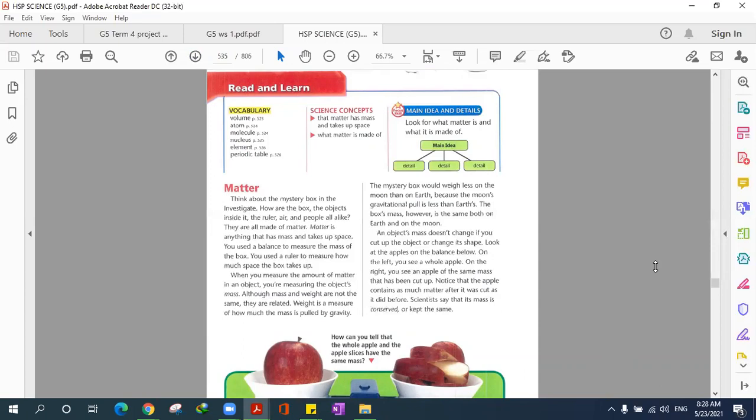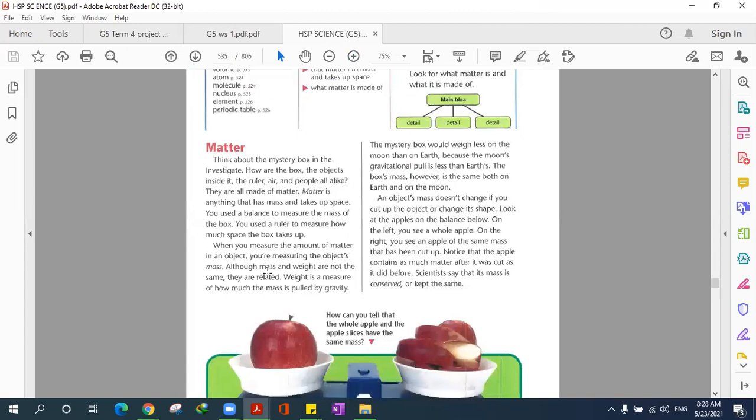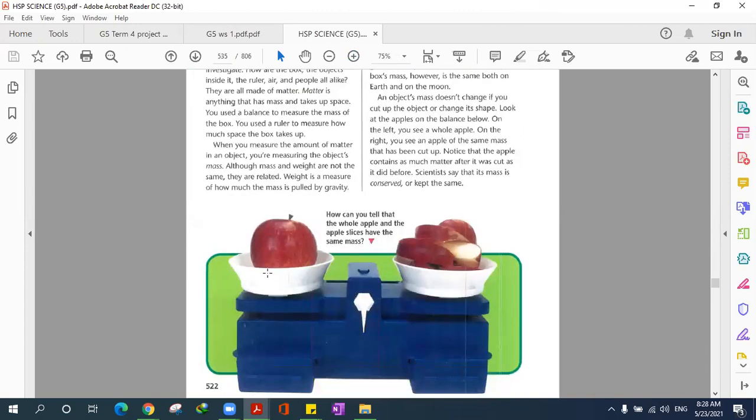I said every matter is everything that has mass and volume. Yes, has mass and volume. Well done. Thank you so much. So we can say it's everything that has mass and takes up space.